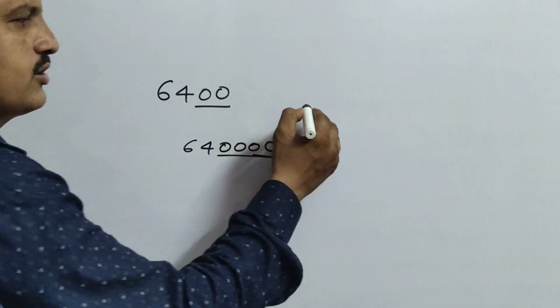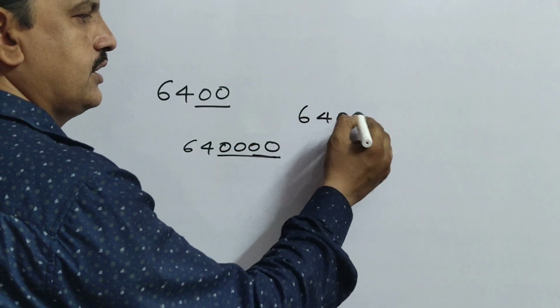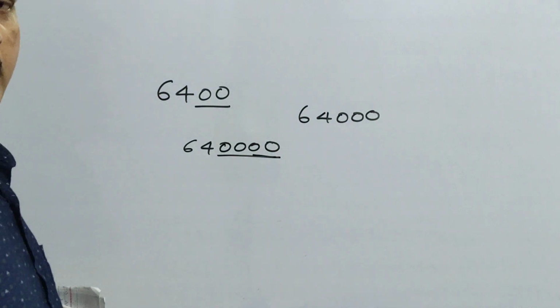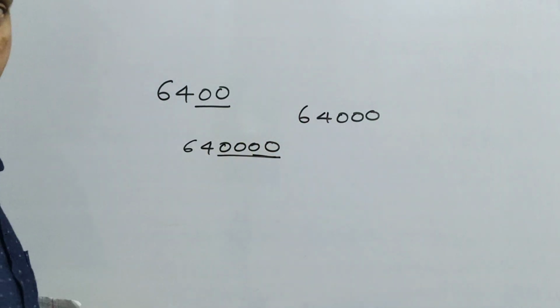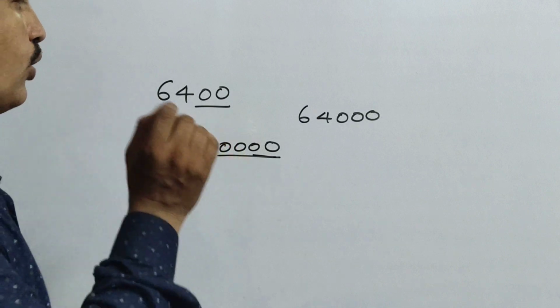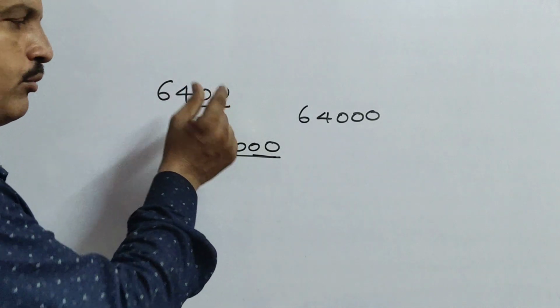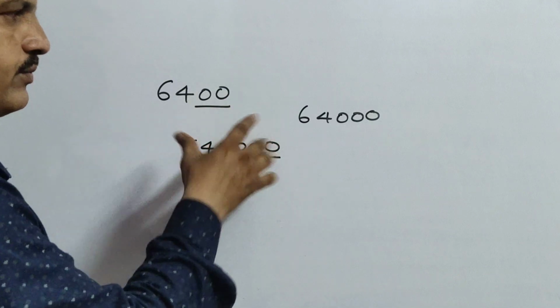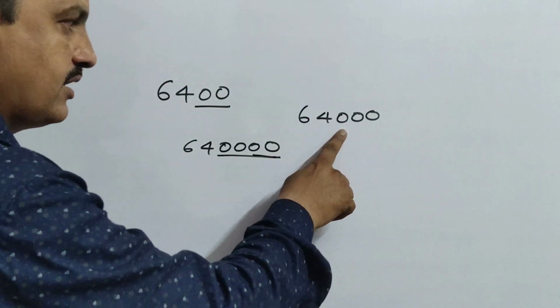If it is 3 zeros, that means it is not a perfect square. Why? Because you should have only an even number of zeros. That is 2 here, next 4, next 6, but not in case of 3.